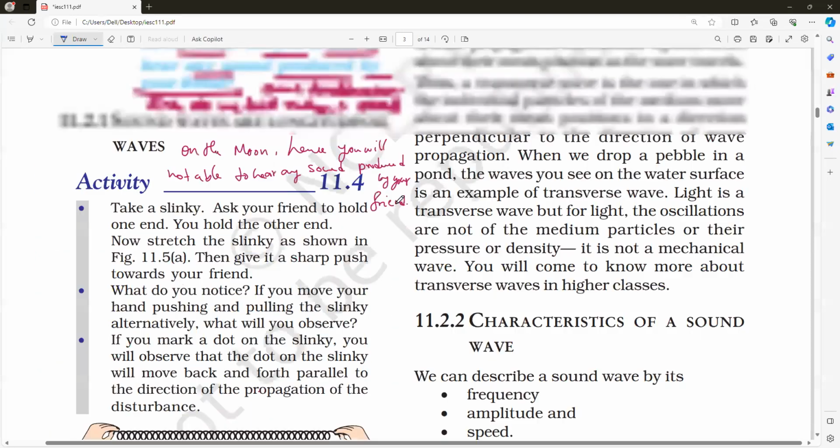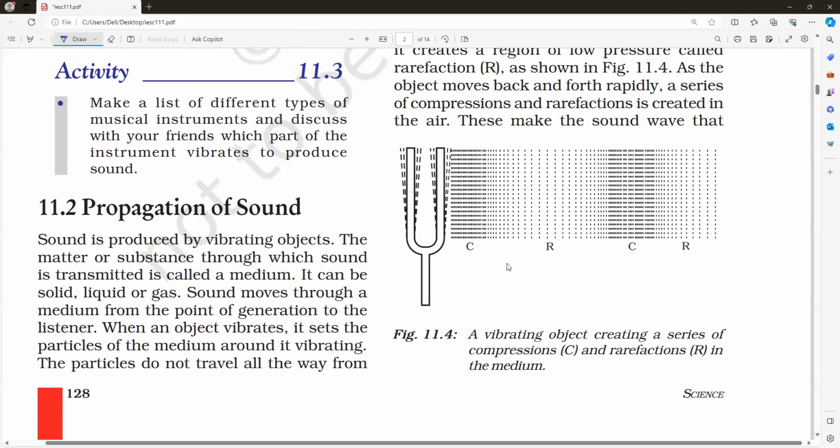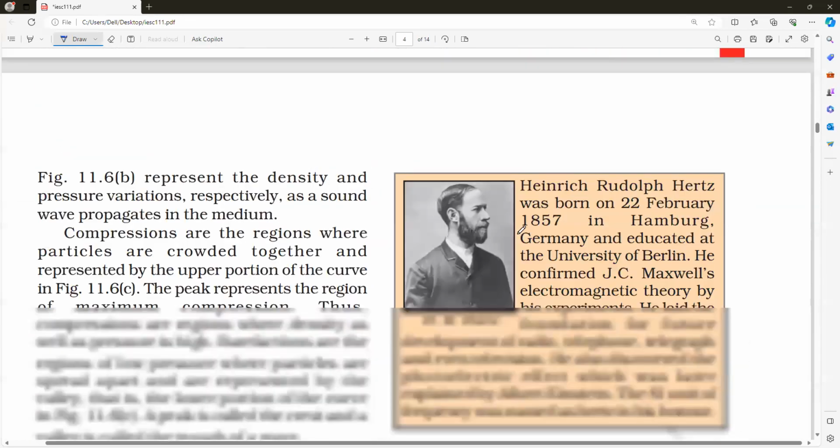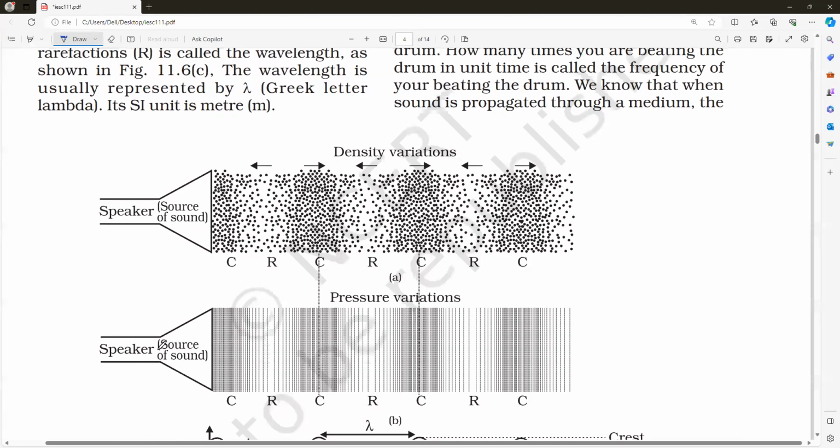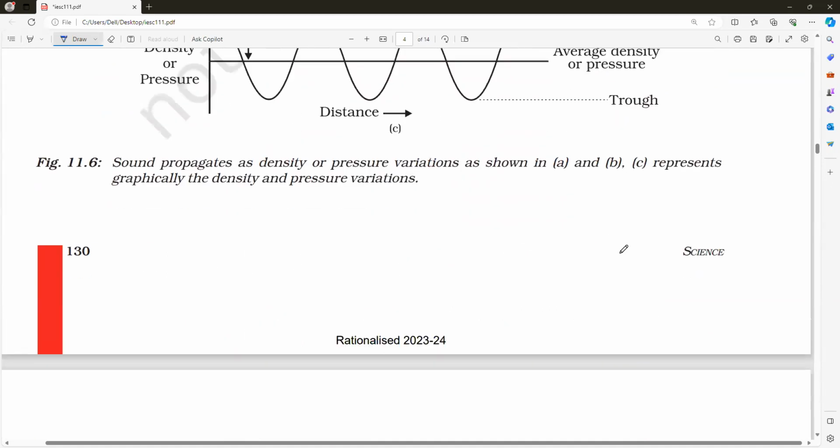This is how the sound is produced: a vibrating object creating a series of compressions as well as rarefactions in the medium. We have to draw this diagram: compression followed by rarefaction, again compression followed by rarefaction, when the tuning fork is vibrating. Or you can draw a speaker as the source of sound, with compression followed by rarefaction repeatedly. That is the pressure variation. Wherever particles are closer, it is compression, pressure is high, temperature also high. Density variations you can see: compression, high density; rarefaction, low density. That is what you have to remember.